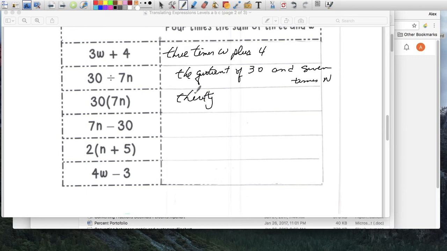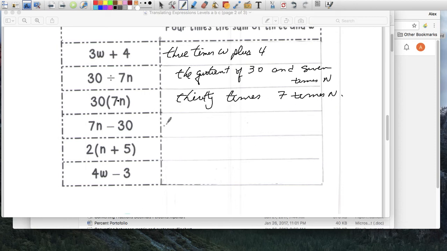Sorry, that's 30 times 7 times n. Because this is multiplying, everything's going to be multiplied, because remember, in parentheses it also means multiplication. Or you can write 30 times the product of 7 and n. Same thing.